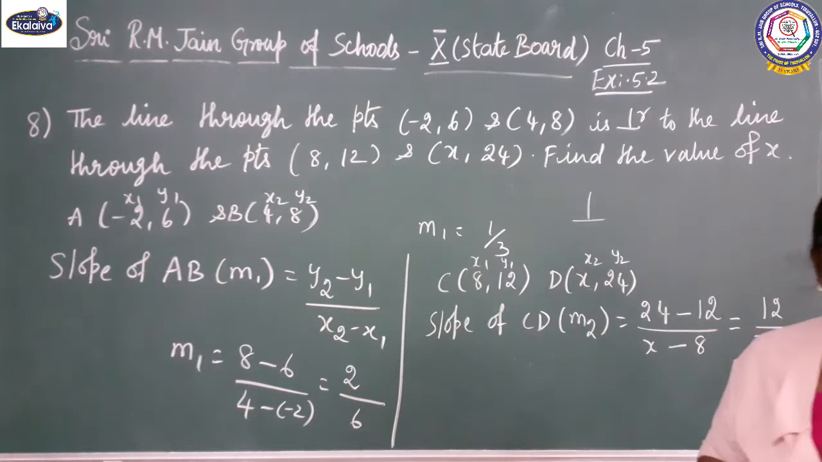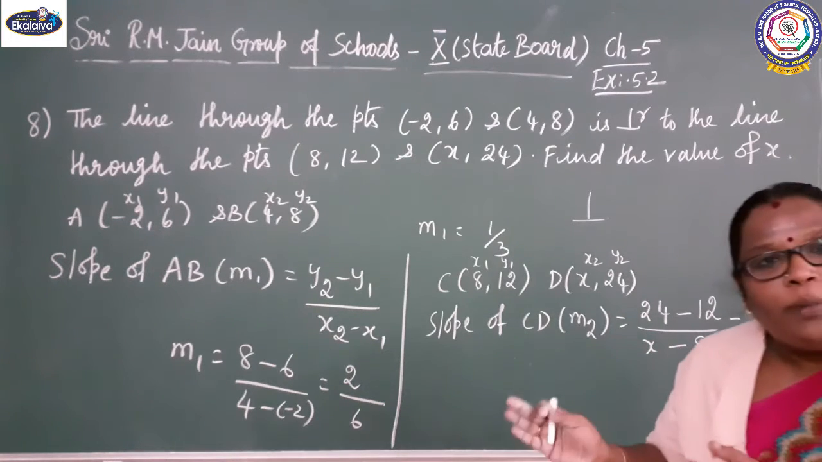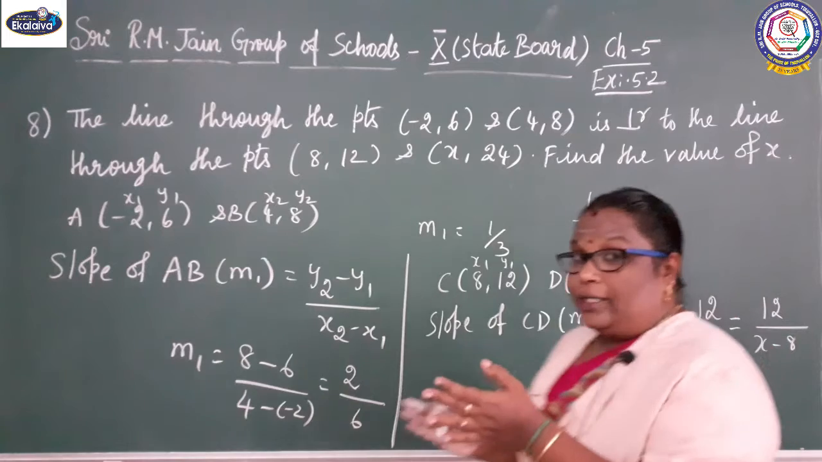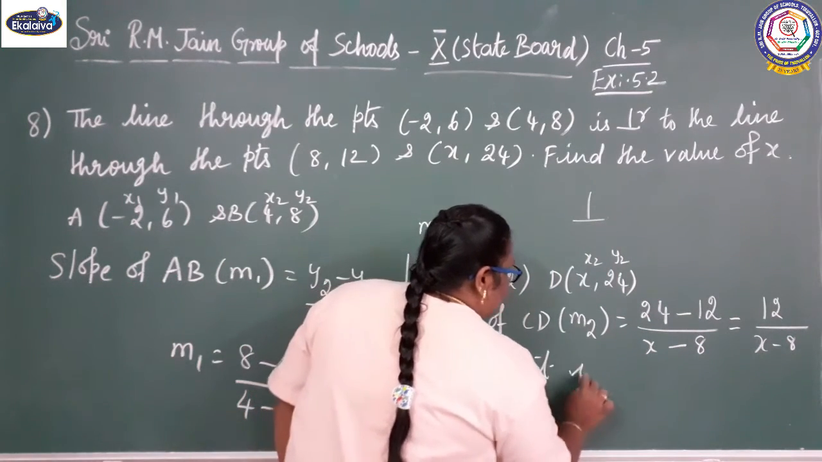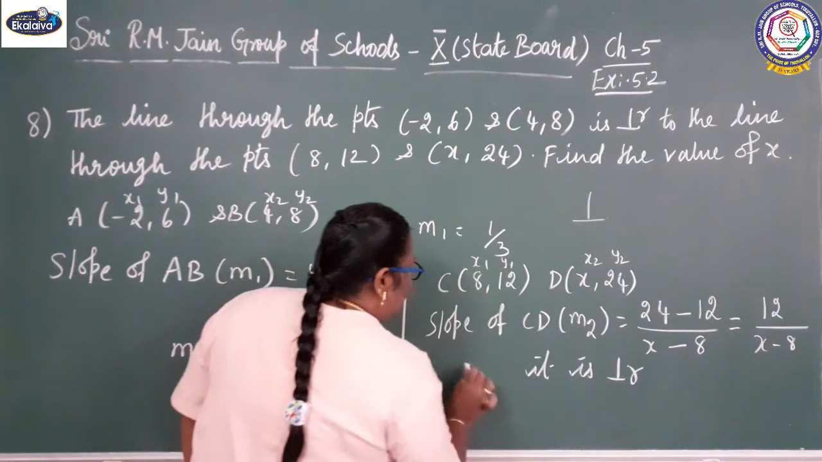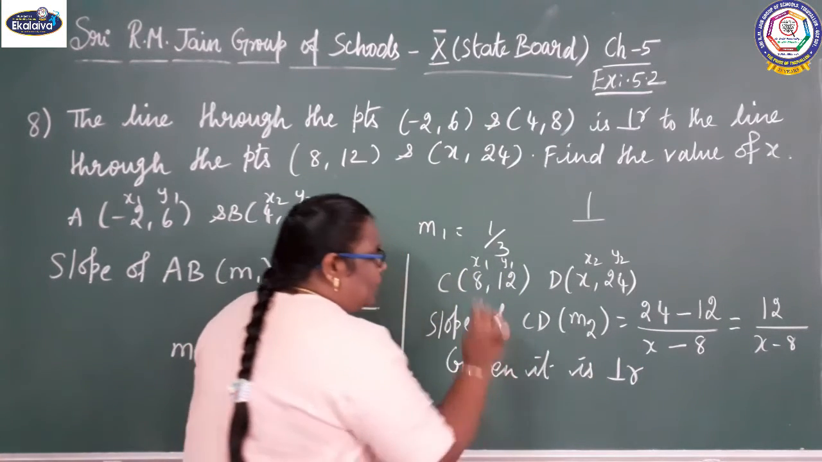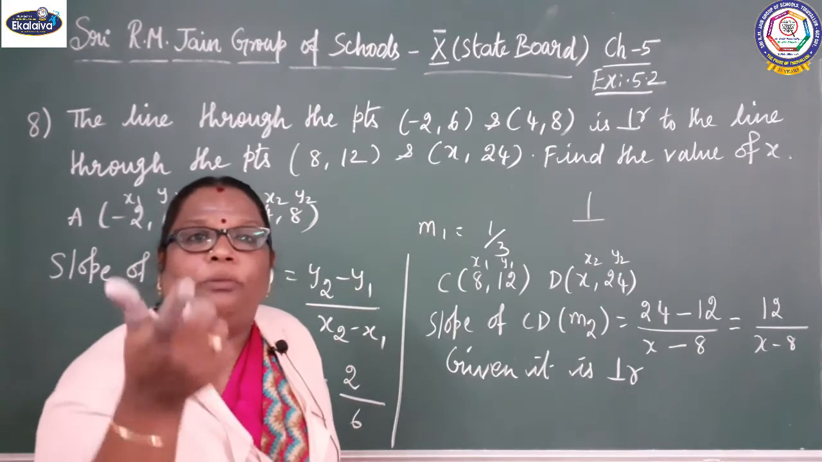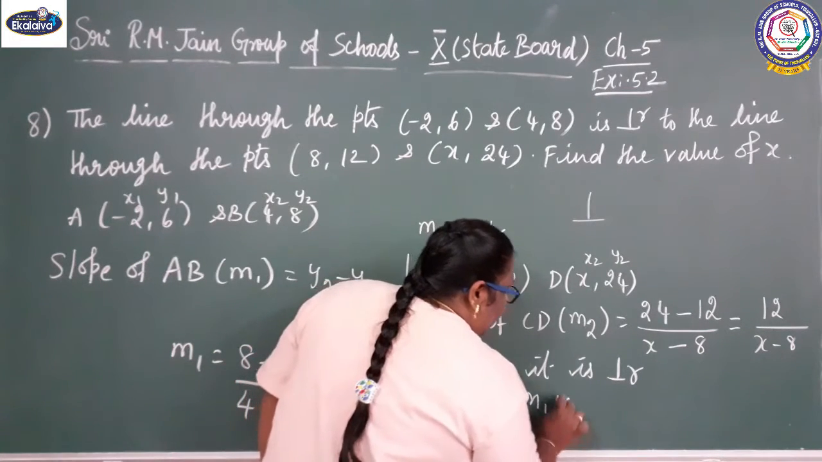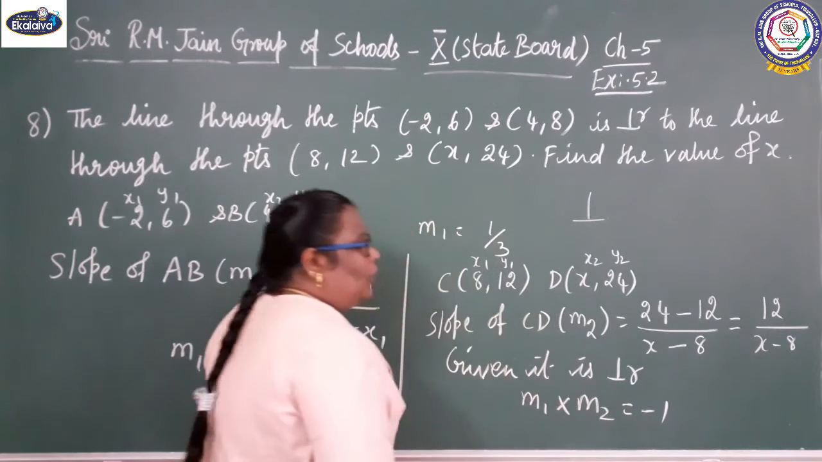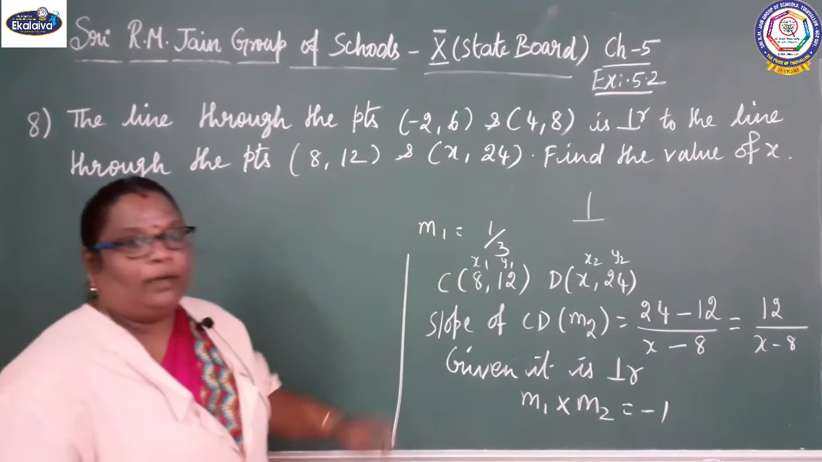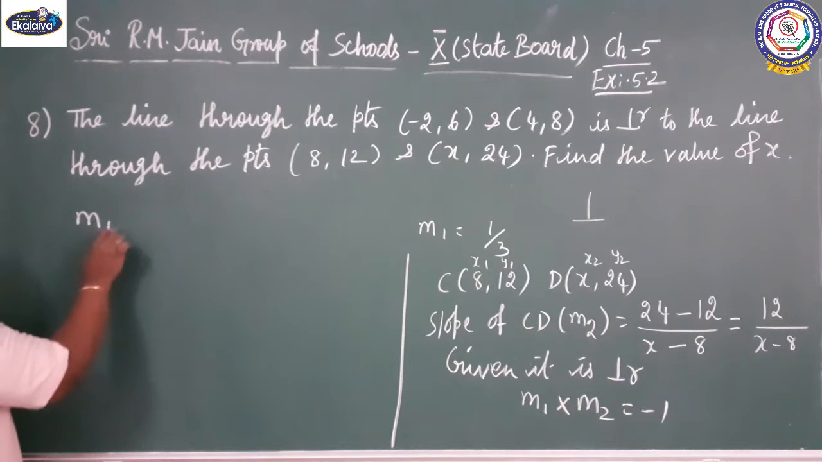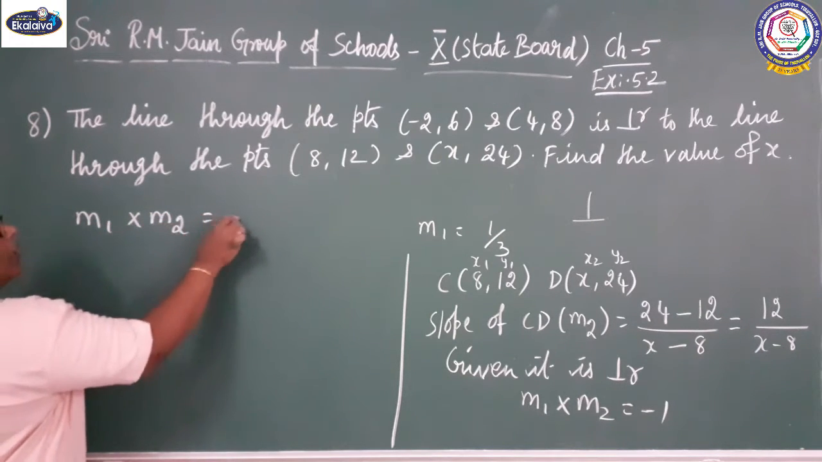If it is perpendicular, you know very well the product of the slopes equals -1. It is given in the question itself that it is perpendicular. So the product of the slopes equals -1. That is M1 into M2 equals -1. What is the value of M1? It is 1 by 3.